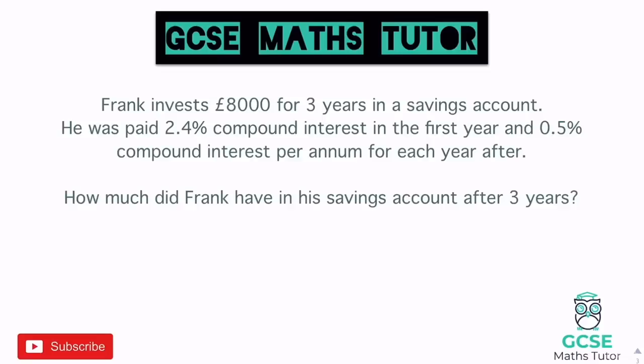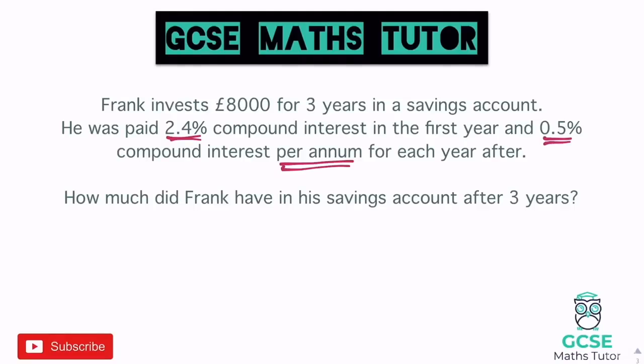Okay, so Frank invests £8,000 for 3 years in a savings account. He's paid 2.4% compound interest in the first year and 0.5% compound interest per annum for each year after. And that word per annum again just means per year. How much did Frank have in his savings account after 3 years? Now for this one here, we're going to have to take it in 2 steps, because in the first year we get 2.4%. So we can work out how much he gets in the first year, and then we'll have a look at this 0.5% following that.